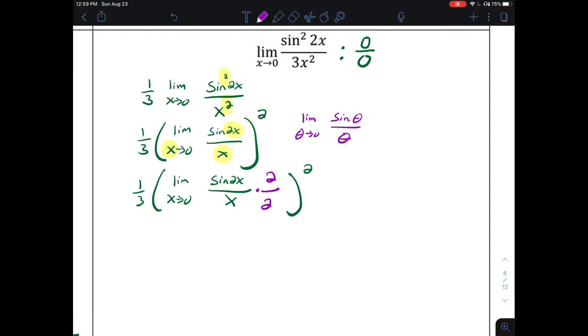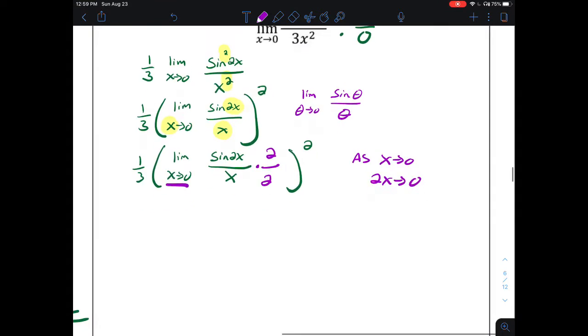Now I can also at the same time make that statement that I'm going to have to do, which means that as x approaches 0, 2x is also approaching 0. So my next line is going to be 1/3 times. Now I'm going to leave myself some space to see why here in just a minute. The limit as 2x approaches 0. And all of this stuff is being squared.